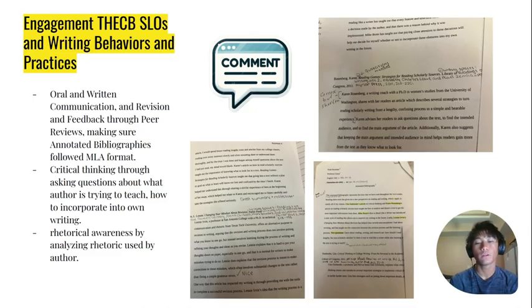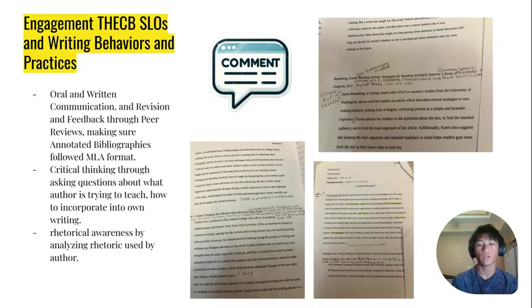So throughout the making of my annotated bibliography, I engaged in multiple THECB SLOs and writing behaviors and practices. First of all, I engaged in oral and written communication, and revision and feedback through peer reviews. So in class, after we finished our annotated bibliography, we printed them out on paper and exchanged them with our classmates.